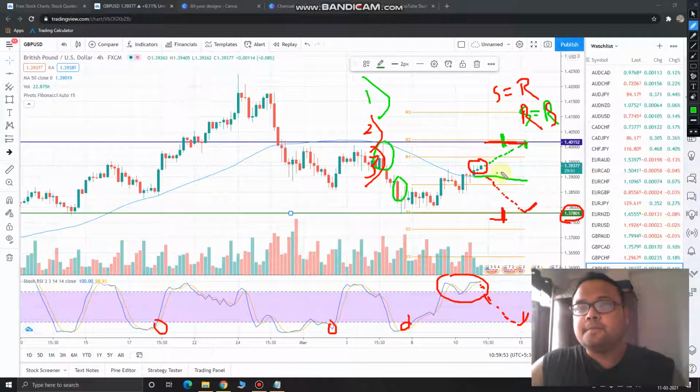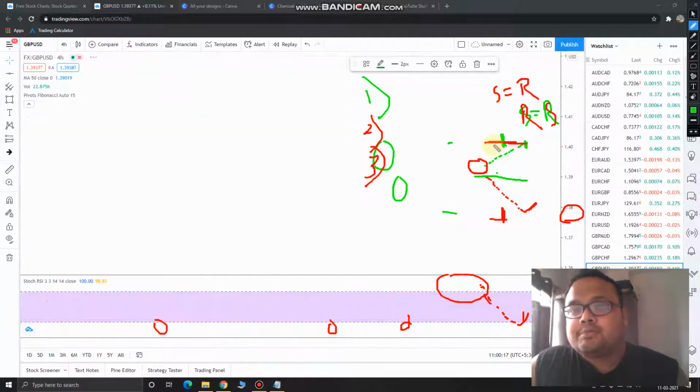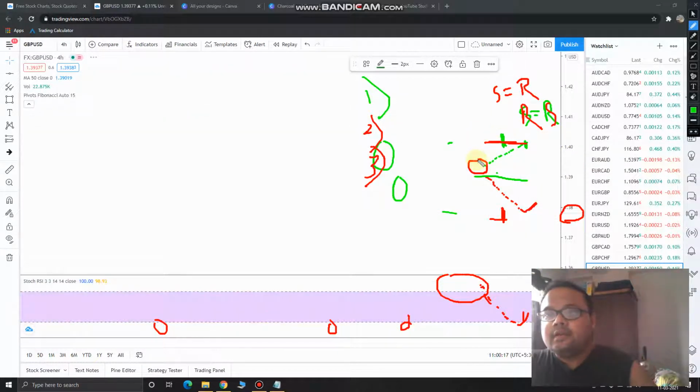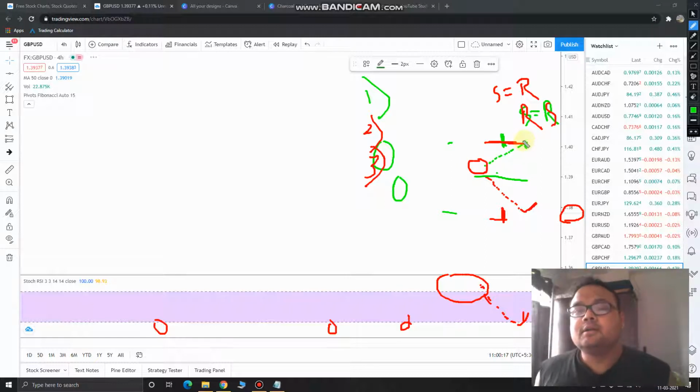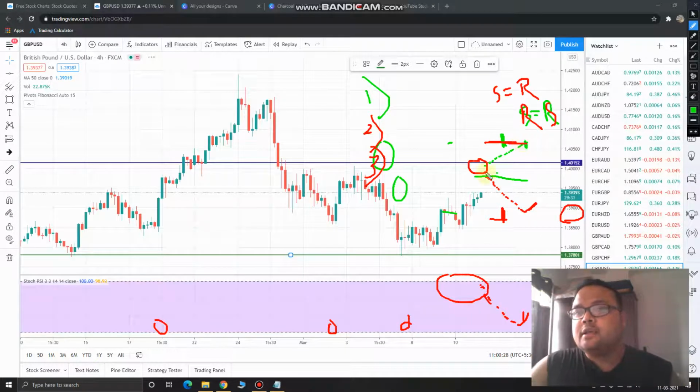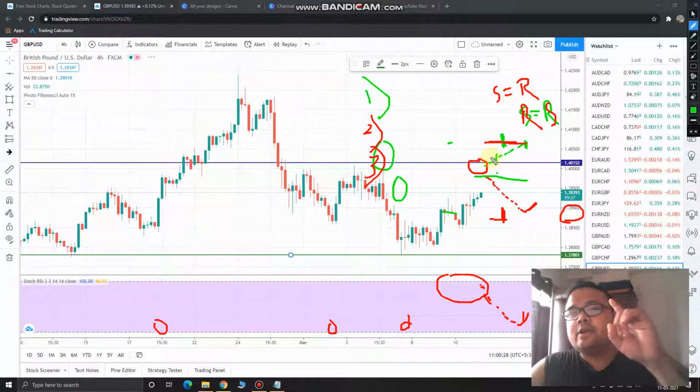But these two levels are very important. 1.3780 on the downside and 1.4015 on the upside. If market reverses from the blue line, short the market. If market crosses the level and resistance becomes the support, then go for a buy. Just wait for 1 hour.